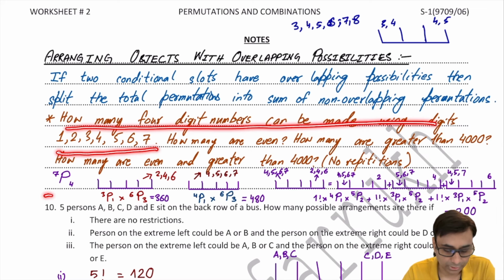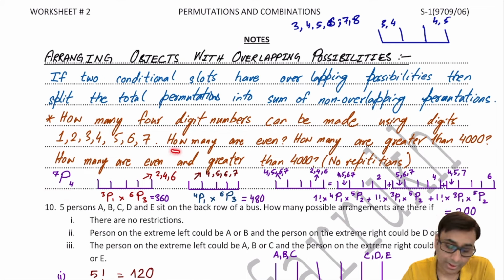That's pretty straightforward. If I have to have a 4-digit number, that has to be 7P4. Then it says how many are even. So my last digit has to be even, and that's going to be 3P1. Then I would be left with 6 numbers for 3 slots. So that's going to be 6P3.